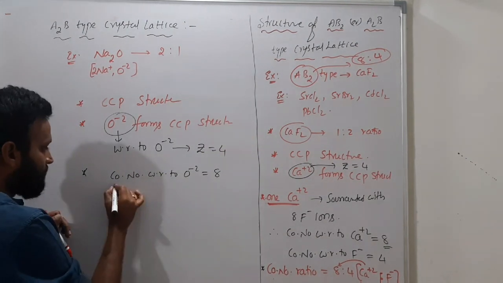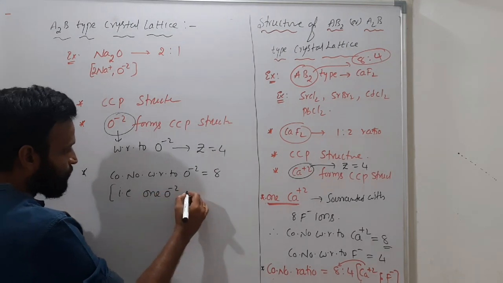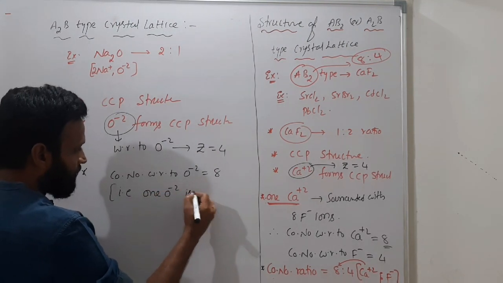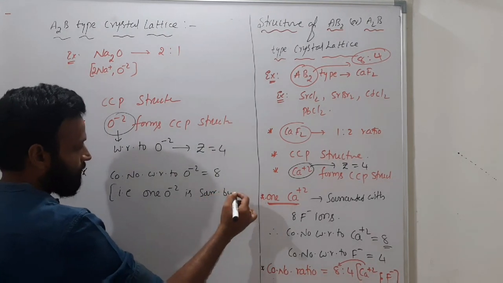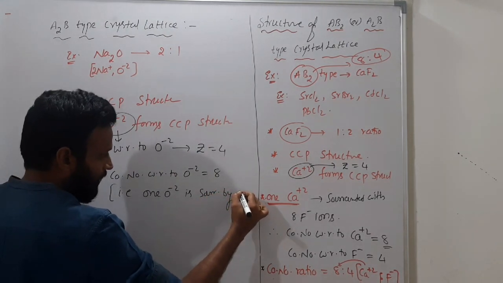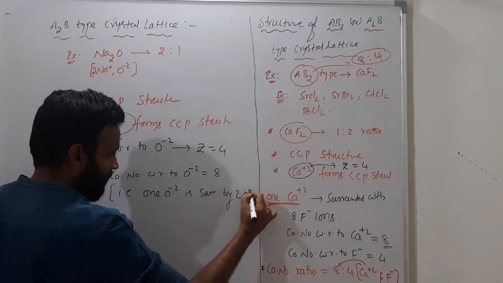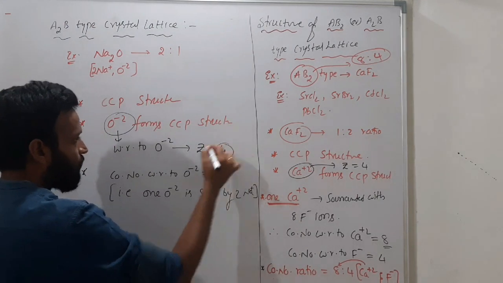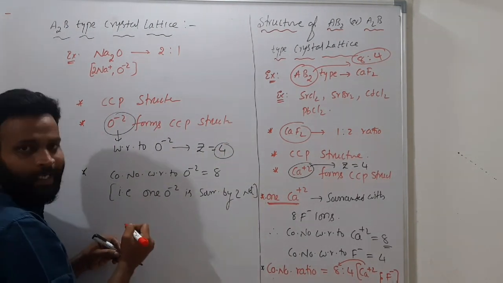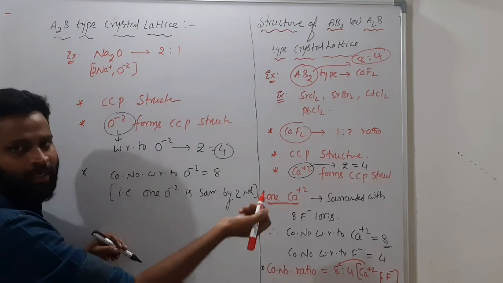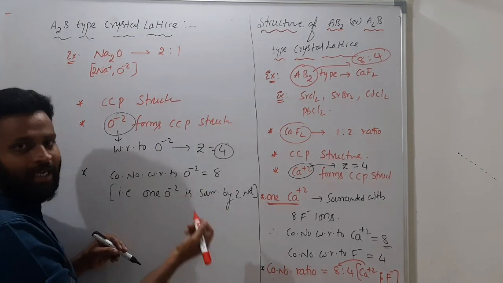What is the meaning, understanding? That is, 1 O minus 2 is surrounded by how many ions? 2 Na plus ions. So total 4 oxygens are there. One oxygen is surrounded by 2 Na plus ions. So 4 oxygens will be surrounded by how many Na plus ions? 8.